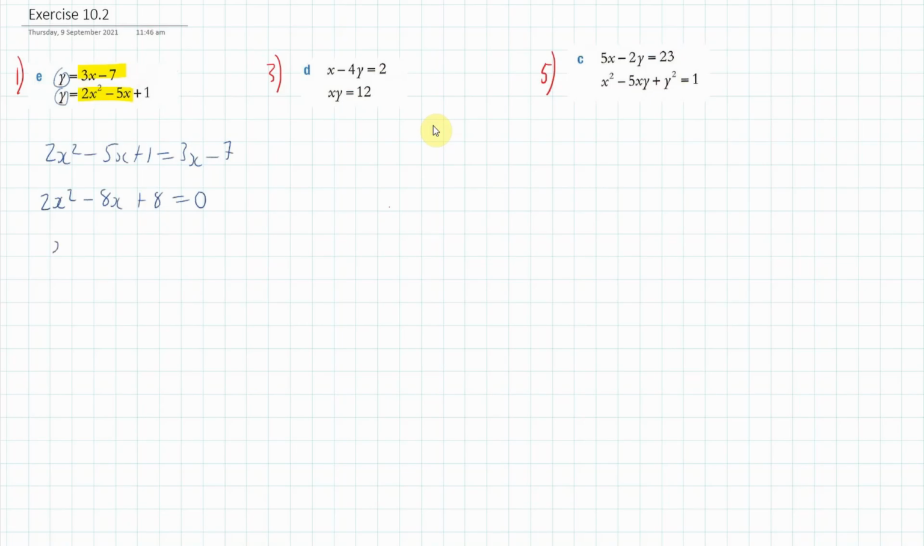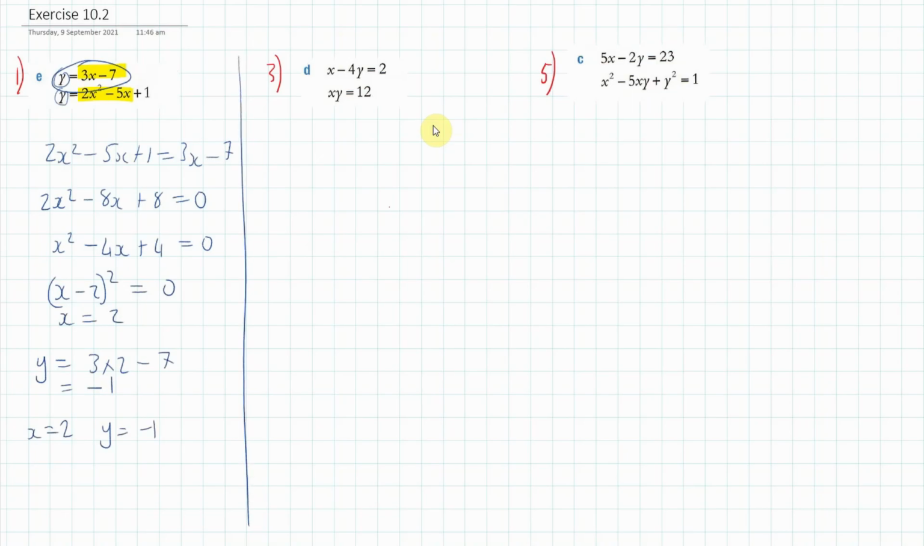Now you can see that there's a common factor here. I can divide both sides by 2. So I should get this. And now, at this point, I can hopefully factorize. Yes, and you can see that I can factorize this way. And so x is going to be equal to 2. Now, that means that y must be equal to, I'm now going to substitute into this original equation here, because it's easier than the quadratic, 3 times 2 minus 7, so minus 1. So x equals 2, y equals minus 1.